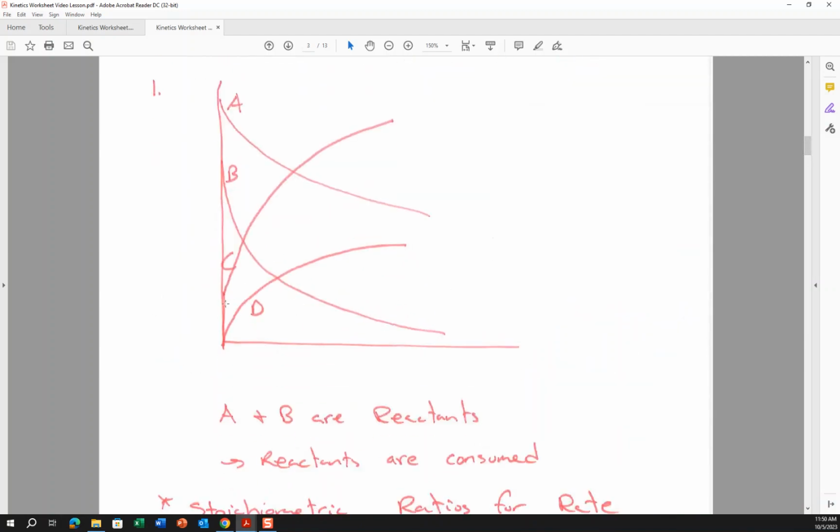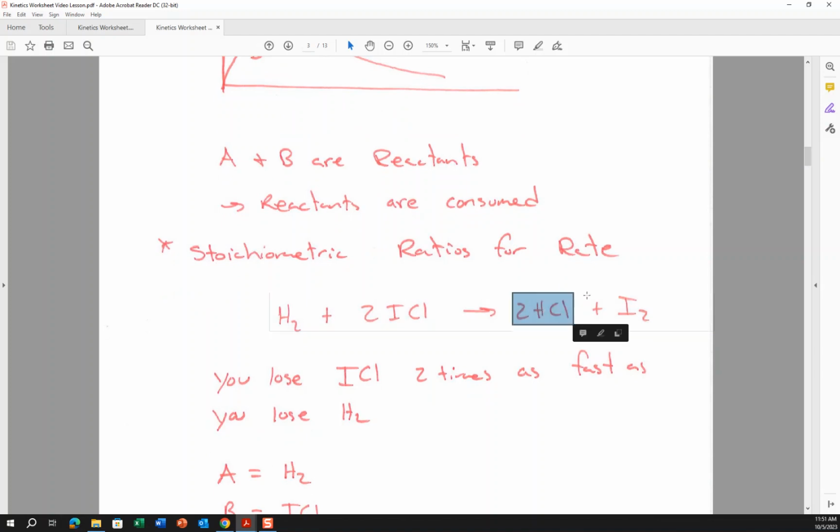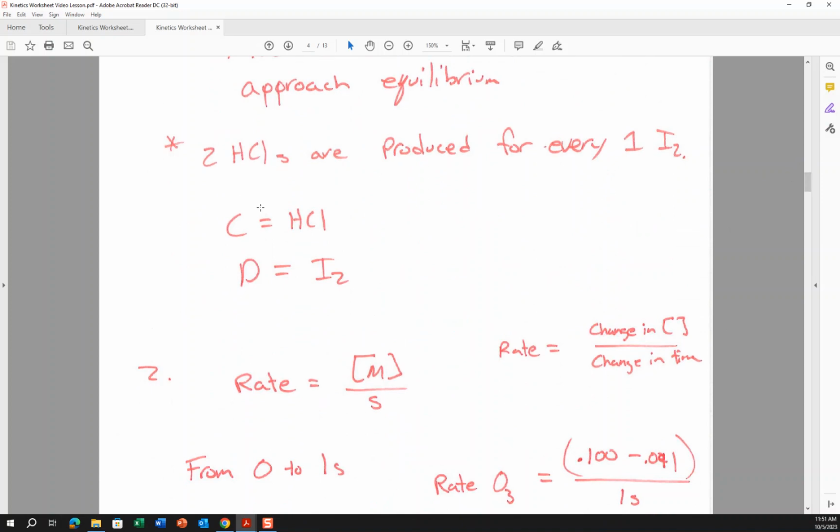But what's going to be true about their rates? Well, we're making C faster than we're making D. So let's look at the coefficients. We're going to make this HCl faster than we make this, because every time we get one of these molecules, I2, we get two of this. So we're going to make this twice as fast as the I2. So for our products, the HCl is going to be the one that's producing faster. So that's going to be curve C. And the I2 is the one that's being produced at a slower rate. So that would be curve D.